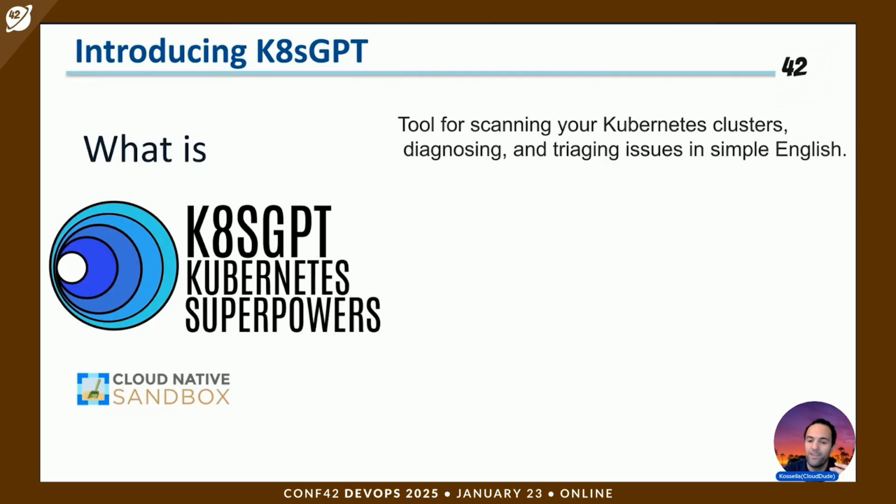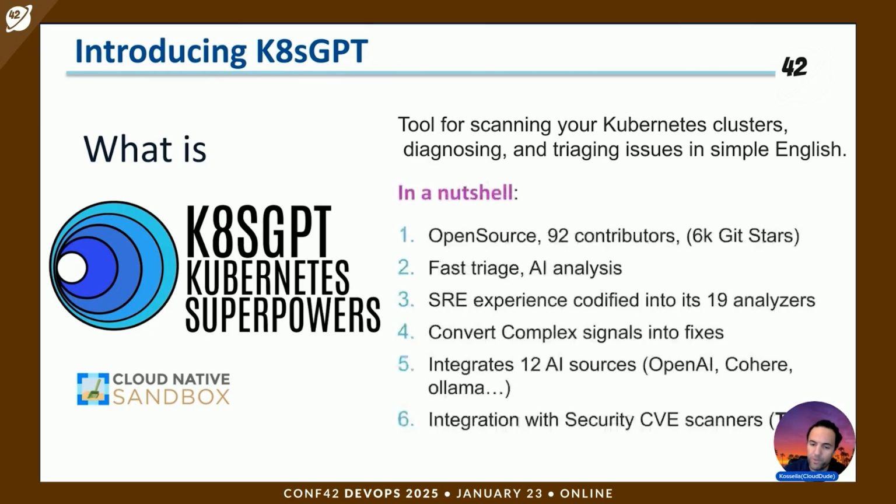Think of it as a guru that would filter the relevant info from the noise on your behalf and come up with advice to fix your problems, right? Sounds like magic, right? So in a nutshell, this is an open source project that was donated to CNCF, I think, a couple of years ago, with more than 92 contributors and 6,000 stars on GitHub. Feel free to give it a star too. And it allows fast triage with AI health and issues analysis. The best part, it has SRE experience codified into 19 analyzers.